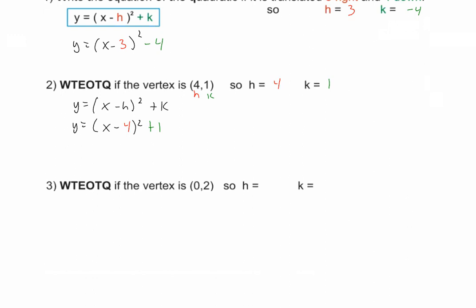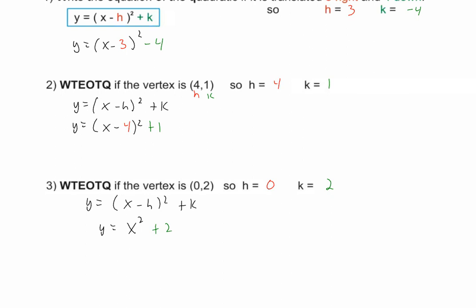All right, number 3, same situation, only now they give us a vertex of (0, 2), so we know our h is 0, we know our k is 2. Again, our pattern, y equals the quantity (x minus h) squared plus k. With a 0, we really wouldn't include the 0. We would just do x squared. Okay, x minus 0 is x, and you get x squared. And then we do the plus k, which is a positive 2.